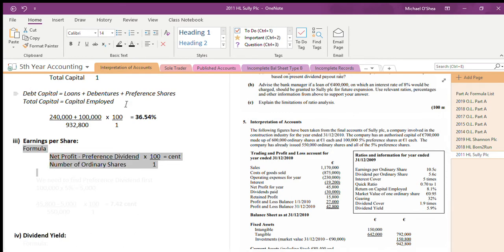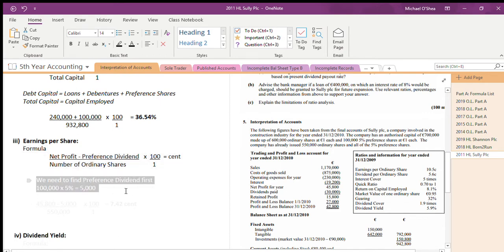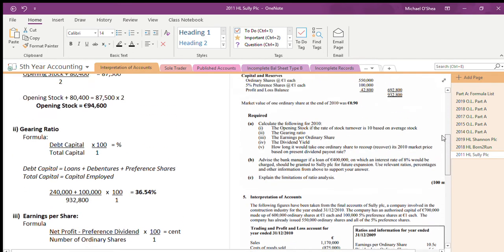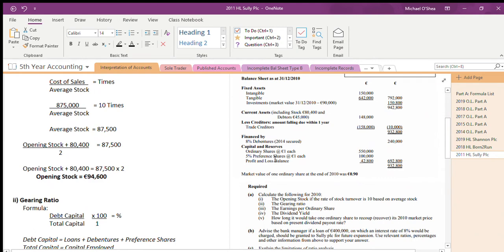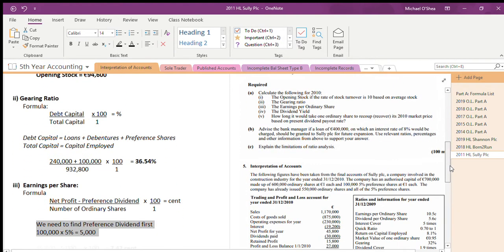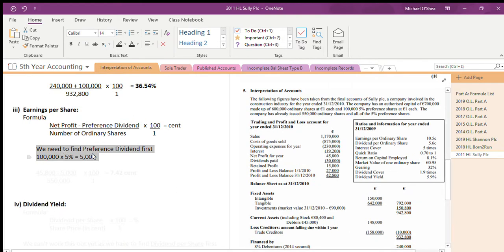We know the formula here. This is net profit minus preference dividend over number of ordinary shares. I know this, they're both given. I need to find preference dividends. So my preference dividends is my preference shares, which is 100,000 multiplied by 5% return. That'll get me my preference dividend.